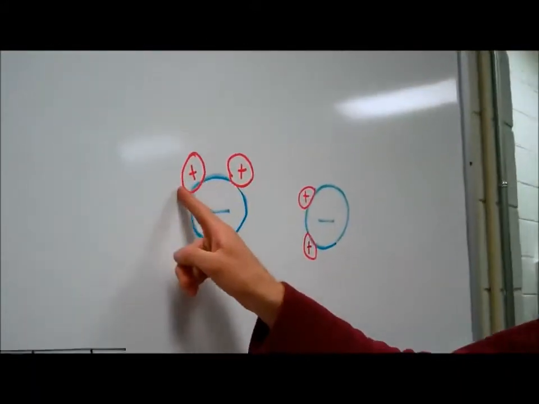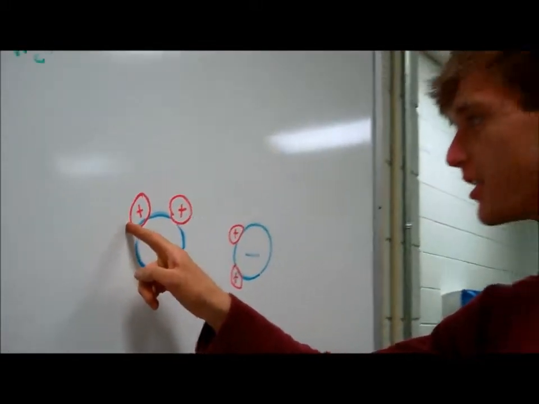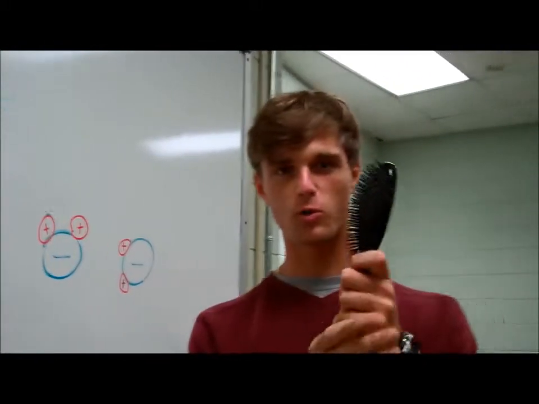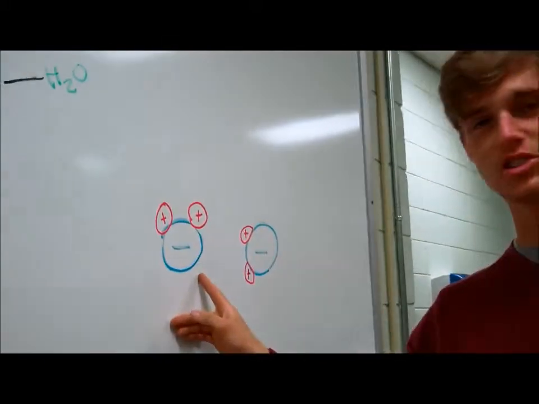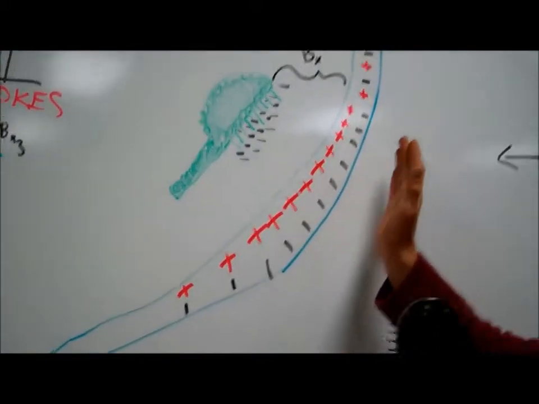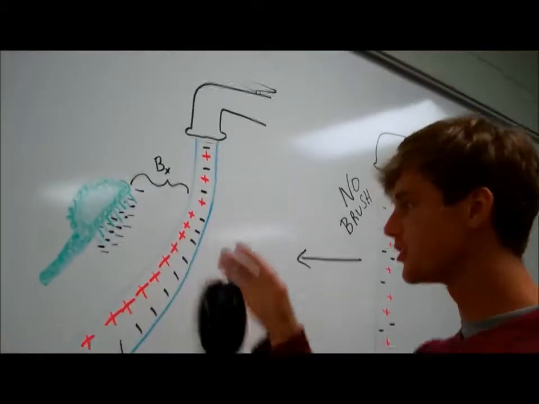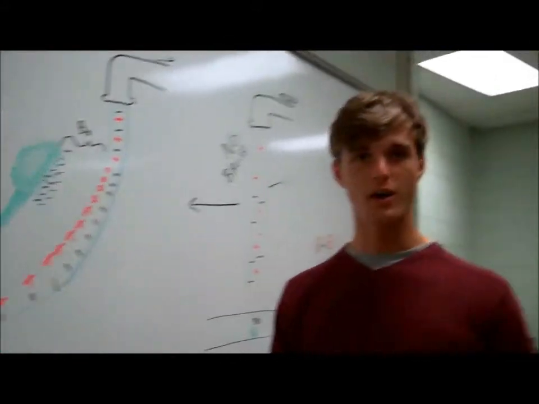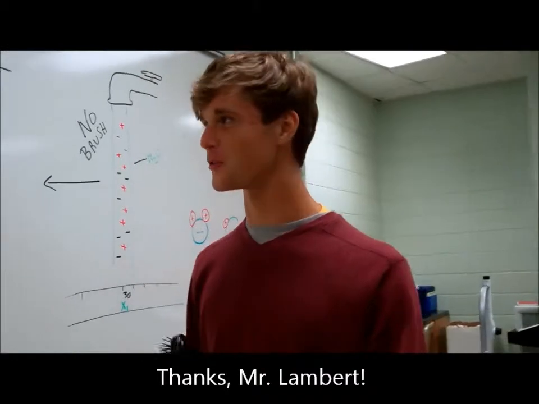So let's come back over here. What's going on is the hydrogen is trying to get a hold of this brush, and the oxygen is being repelled. So that's why we have this bend. And it's uniform throughout the entire stream. How can we measure this? That's what I'm here for.